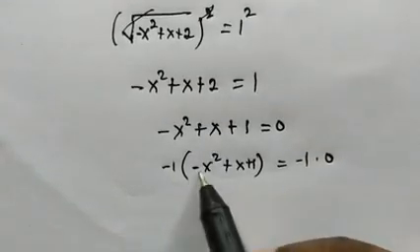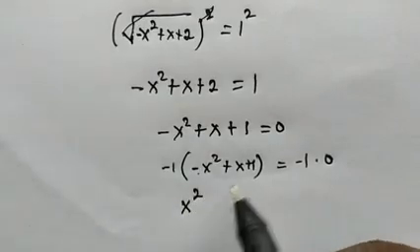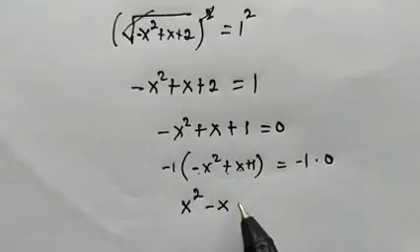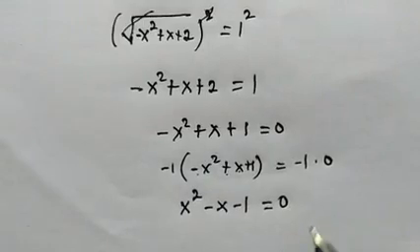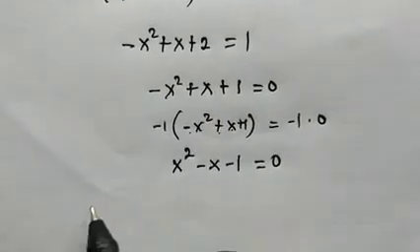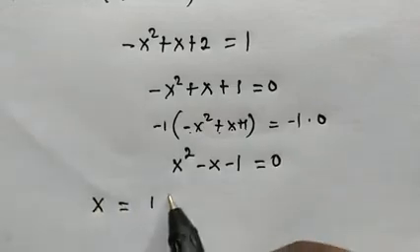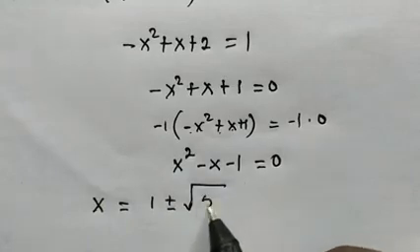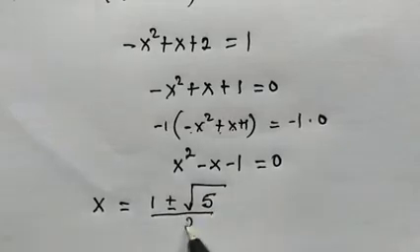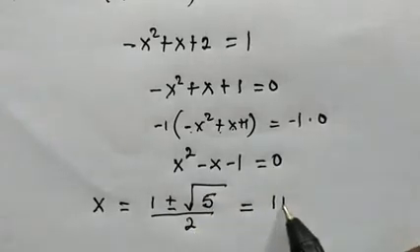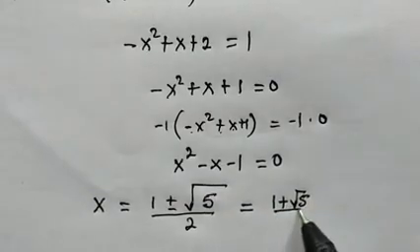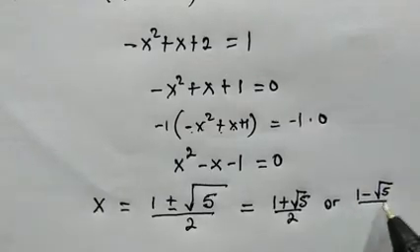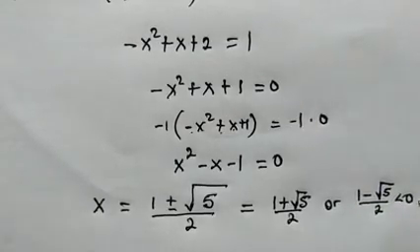So here -1 times negative x squared will give us positive x squared, plus x times -1 is negative x, plus 1 times -1 is -1. This is equal to 0. Here we make use of the general quadratic formula and we get x is equal to negative b, which is 1, plus or minus the square root of b squared, which is 1, minus 4ac, you find out that this will give us 5, then divided by 2. So here we get 1 plus the square root of 5 over 2, or 1 minus the square root of 5 over 2. And obviously this is less than 0, right?